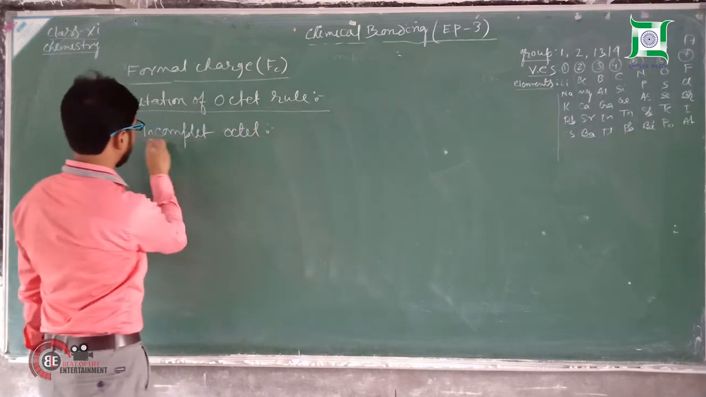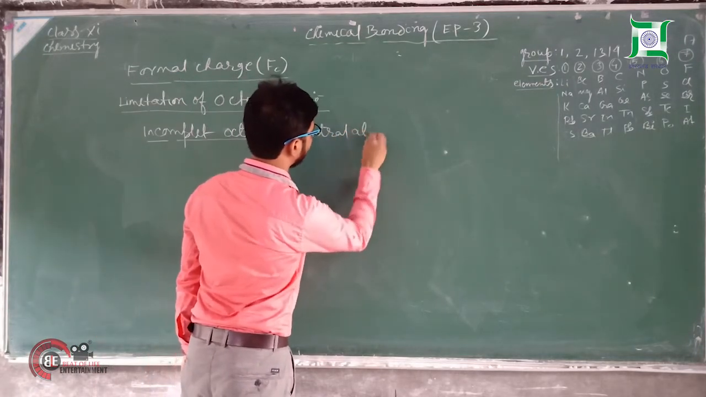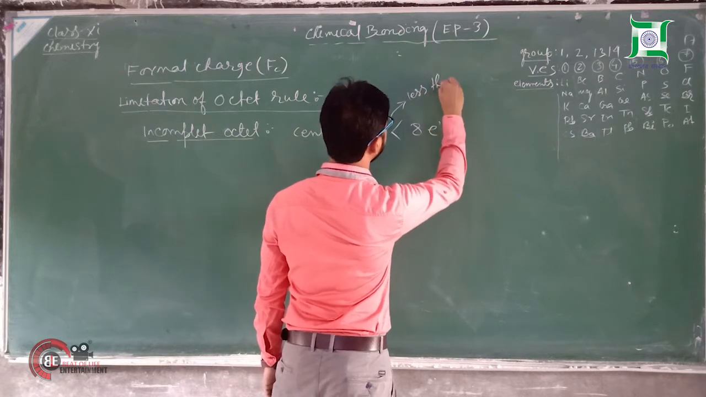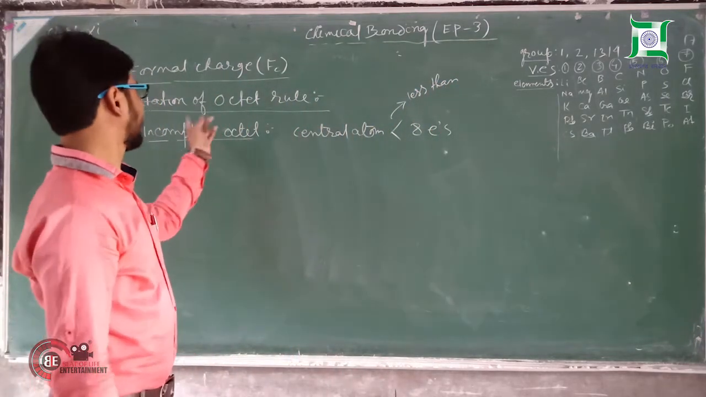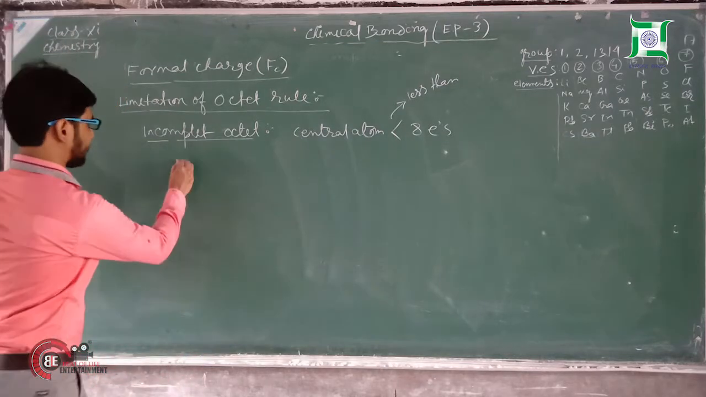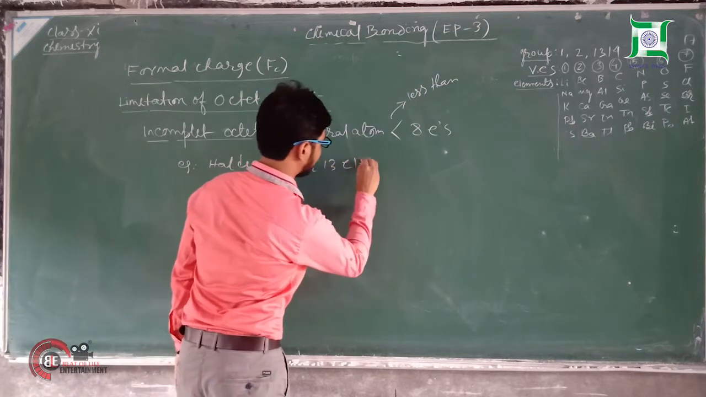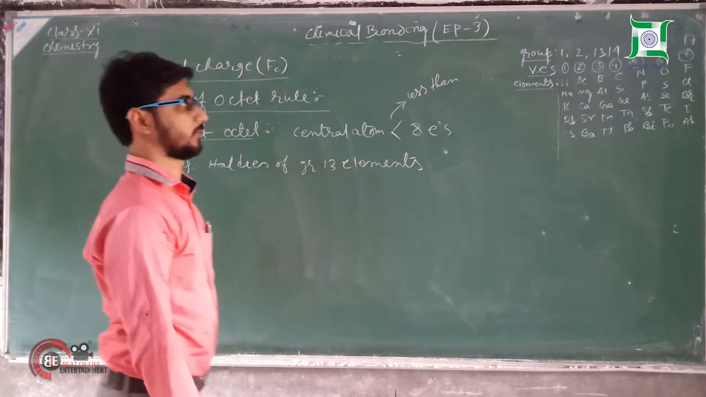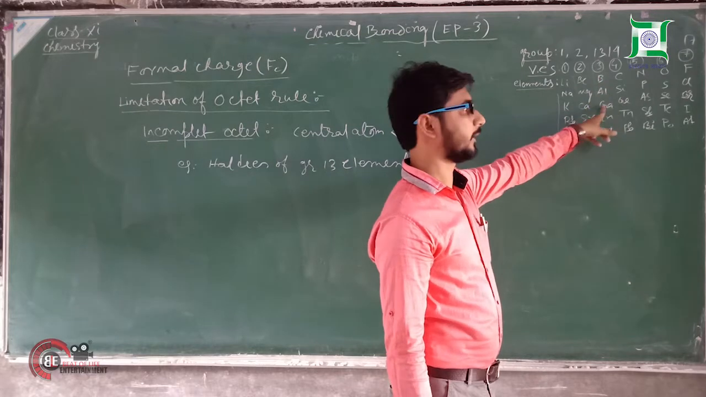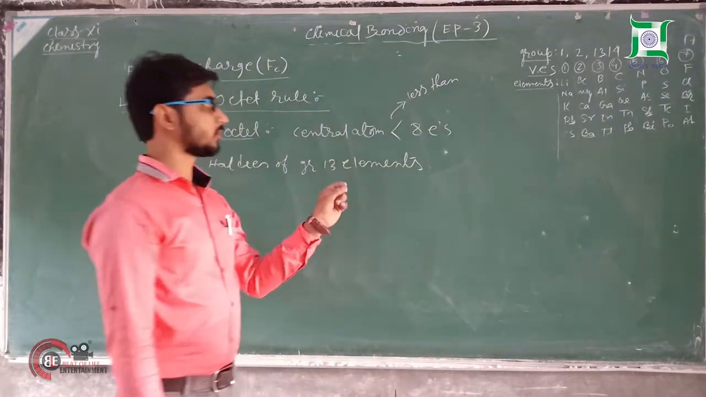So in this incomplete octet, the central atom has less than 8 electrons. मतलब here क्या होता है? In that case, incomplete octet में central atom के पास 8 इलेक्ट्रॉन से कम इलेक्ट्रॉन होती है. For example, halides of group 13 elements. You can see here these are the elements of group 13, that is boron, aluminium, gallium, indium and thallium. These are all elements of group 13 and they form halides with incomplete octet.